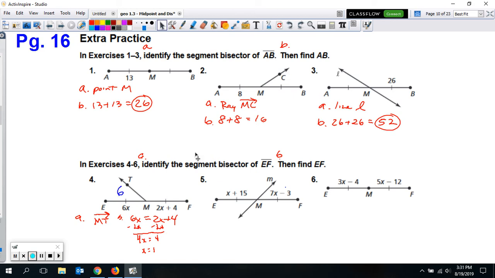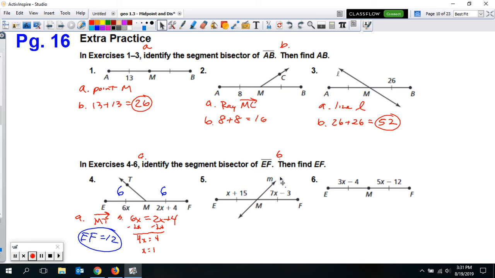So if this side is 6, the other side is also 6 as well. So they're both 6, which means that EF is going to be 12. All right, so go ahead and try, well, let's do 5, and then I'll have you try 6 on your own. Let's go ahead and do 5.